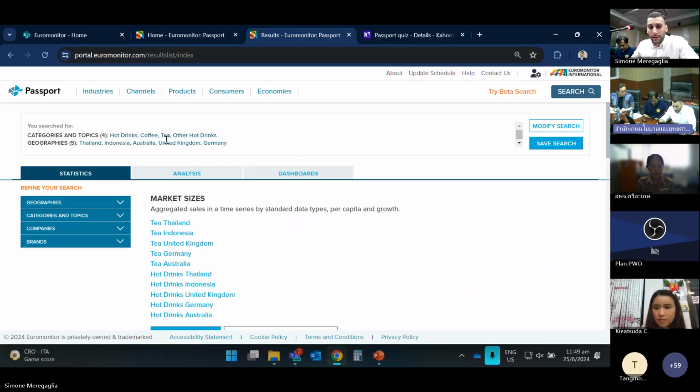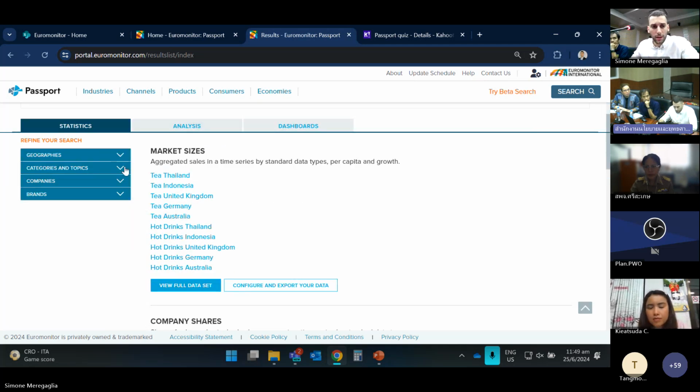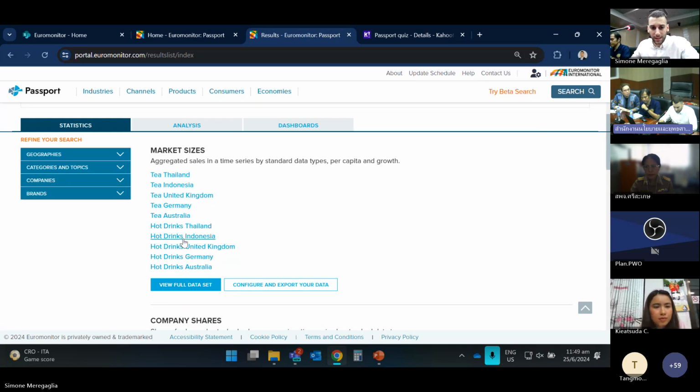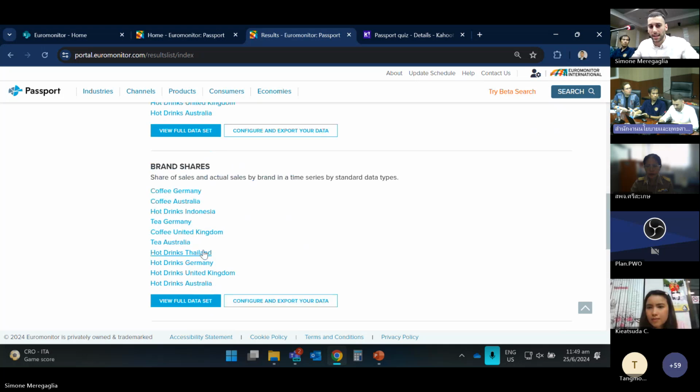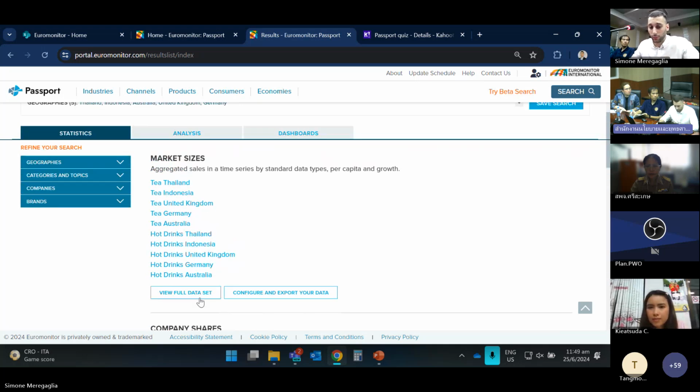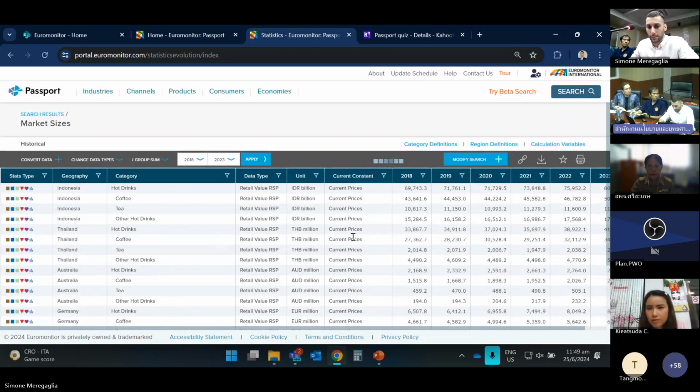And by the way, here on top, it reminds you what you searched for, what categories and what geographies. If you are not happy and you want to change something, you can always click on modify search, and it will bring you to a page where you can modify it. Okay. But for now, within statistics, it doesn't really matter what you click, whether market sizes, company shares, or brand shares. These are all data points you have inside. You can just click on the first one, view full data set. And then once you are inside, you can still change the selection.